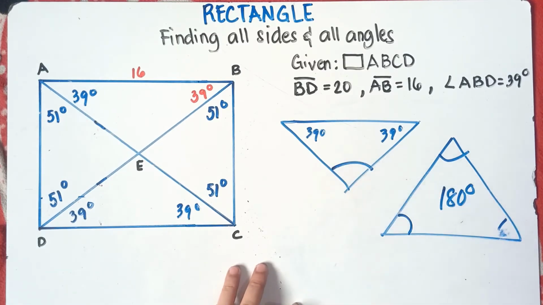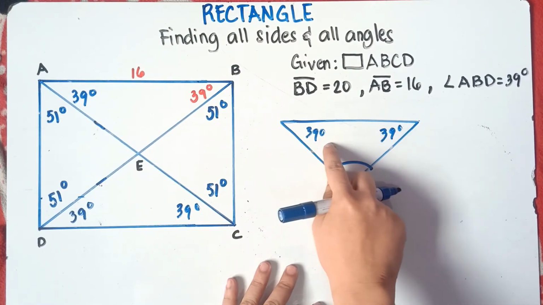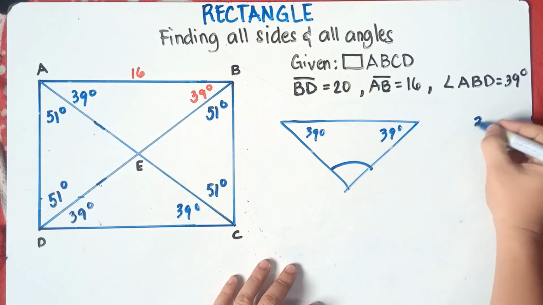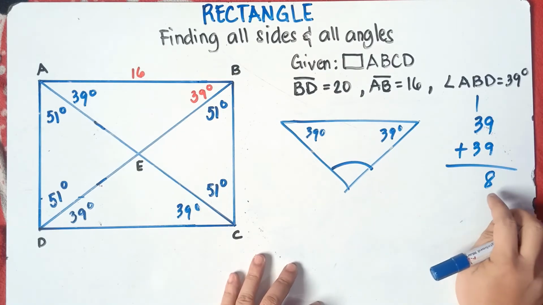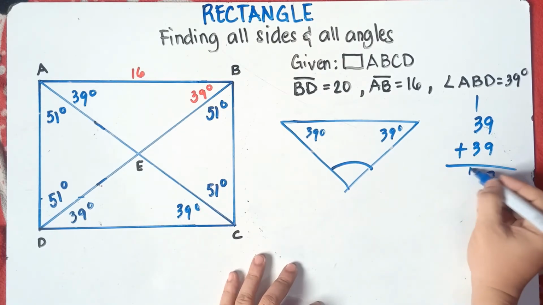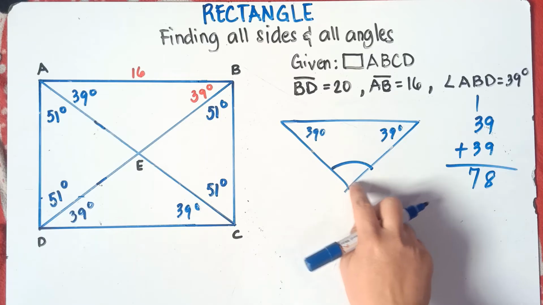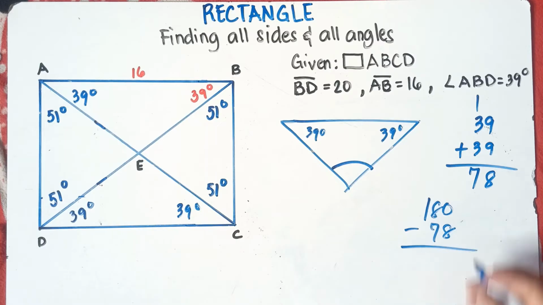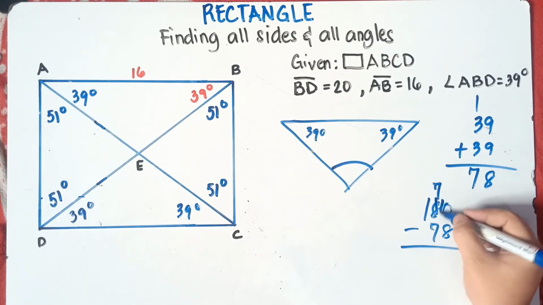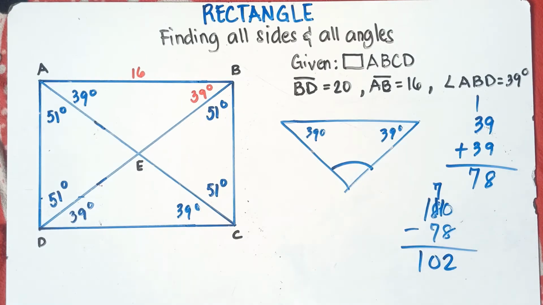The sum of these interior angles should be equal to 180 degrees. So to get this angle right here, we need to add this up, and the answer, we subtract from 180. So 39 plus 39. 9 plus 9 is 18. Carry 1. 3 plus 1 is 4, plus 3 is 7. 78. And we subtract this 78 from 180 so that we can get this angle. So 180 minus 78. Borrow 1, this is 7. This becomes 10. 10 minus 8 is 2. 7 minus 7 is 0. Bring down 1. 102. So therefore, this angle right here is 102.